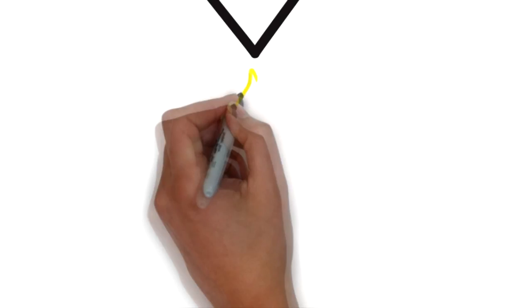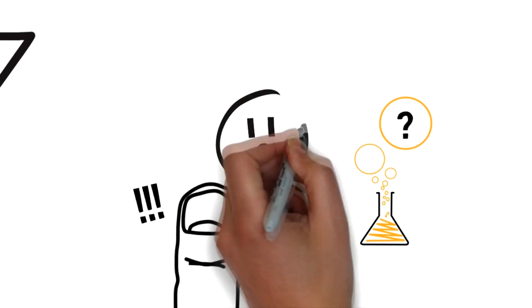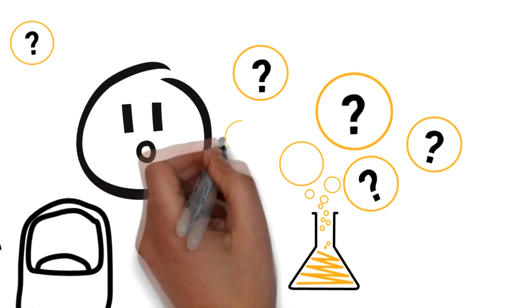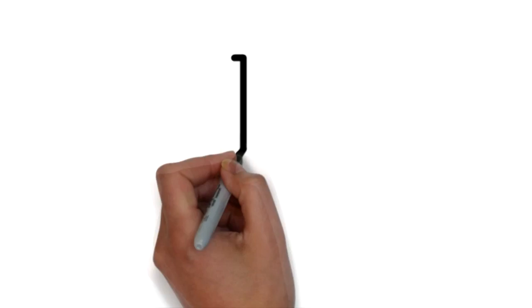Acetone? I just used it yesterday to remove my nail polish. Look, my nail is already clean. Ooh. So how do we separate them? I think distillation is the process we're looking for.